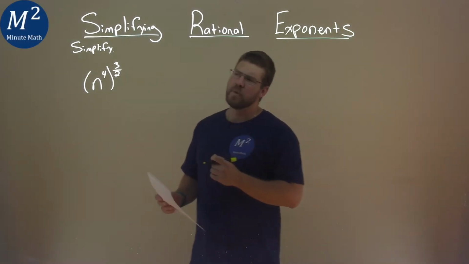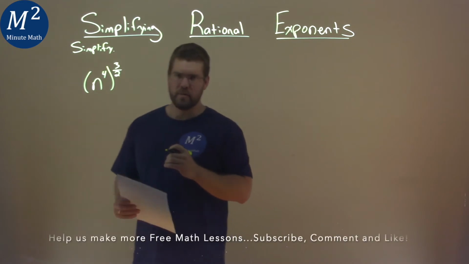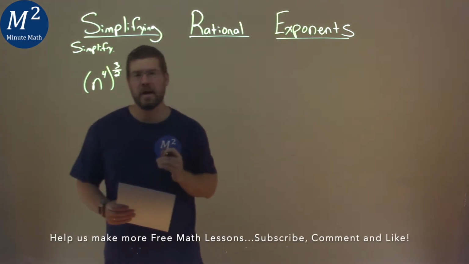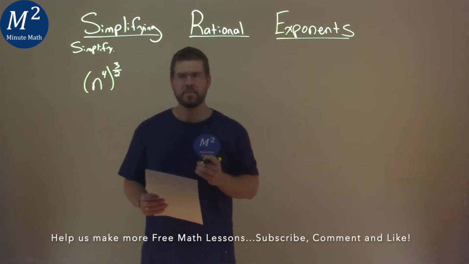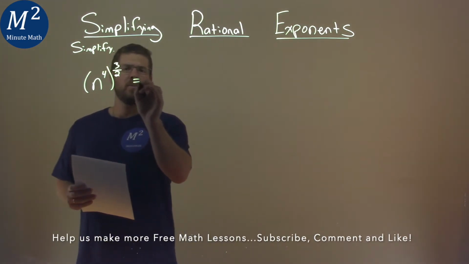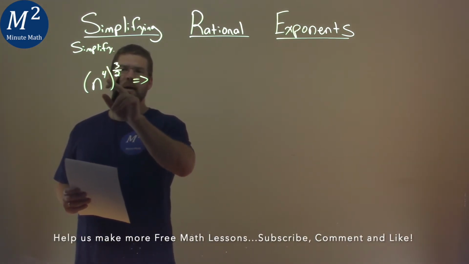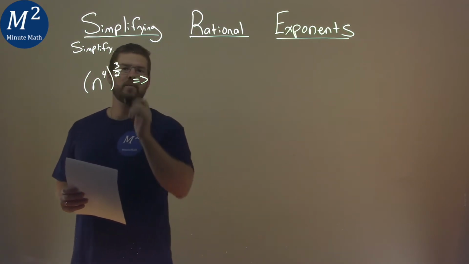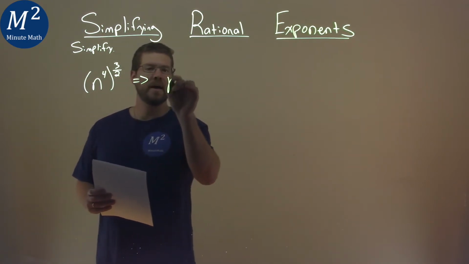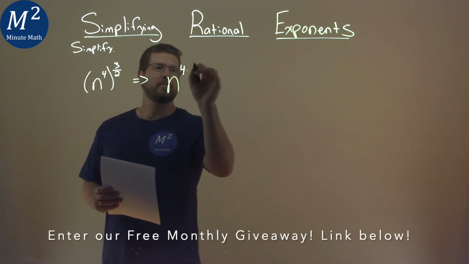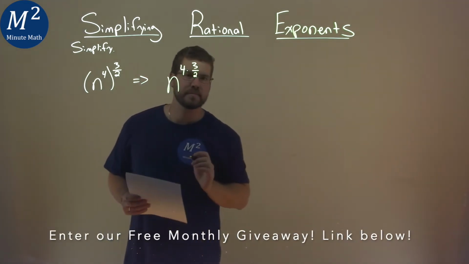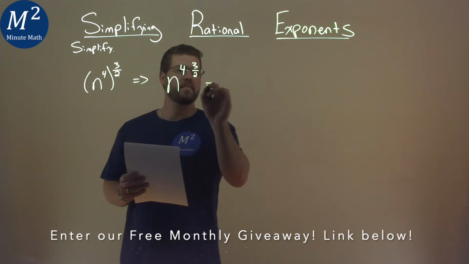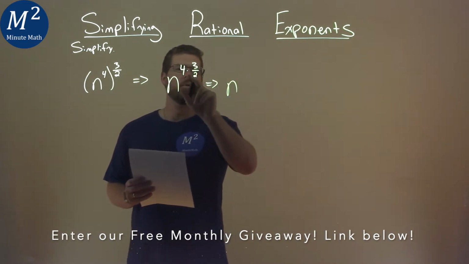We're given this problem right here, n to the fourth power, all to the 3/2 power, and we've got to simplify this. Well, first thing we know with our rules is that when we have n to the fourth all to the 3/2 power, we multiply the exponents. So we have n now to the 4 times 3/2. Simplify that.